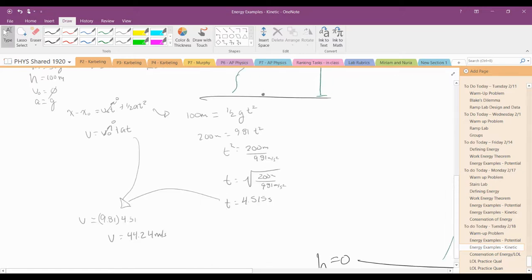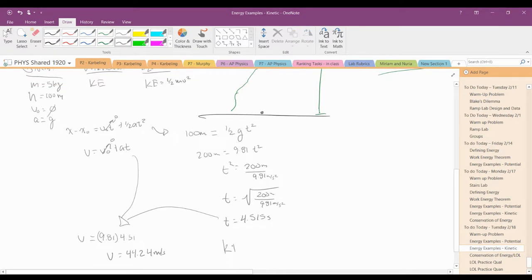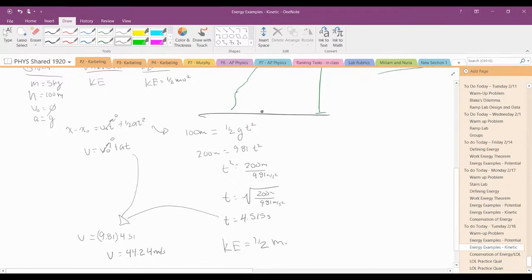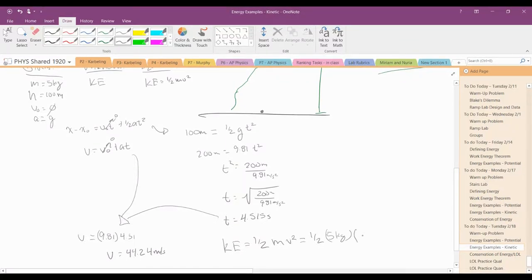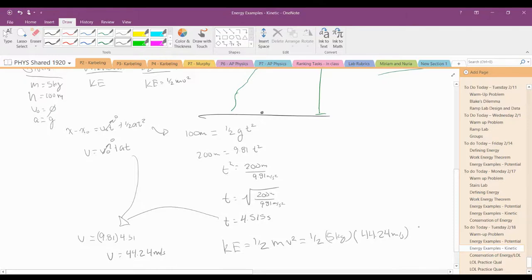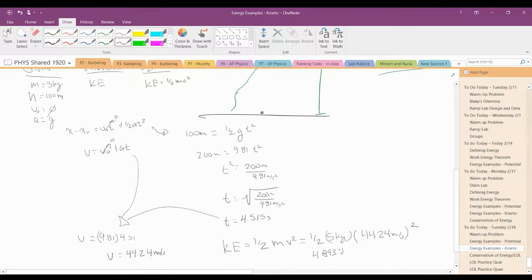Okay, but are we looking for final velocity? No, we're looking for kinetic energy. So our kinetic energy is 1/2 mass times velocity squared: 1/2 times 5 kilograms times 44.24 meters per second, squared. Plug that in your calculator. Should get something around 4,893 joules.